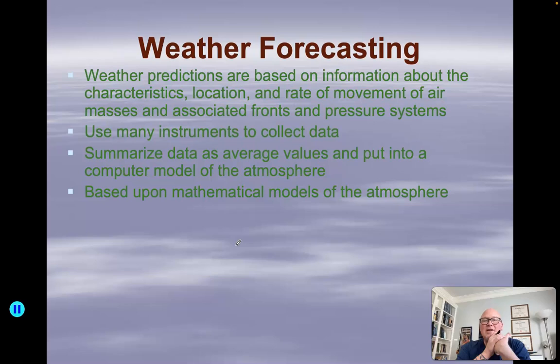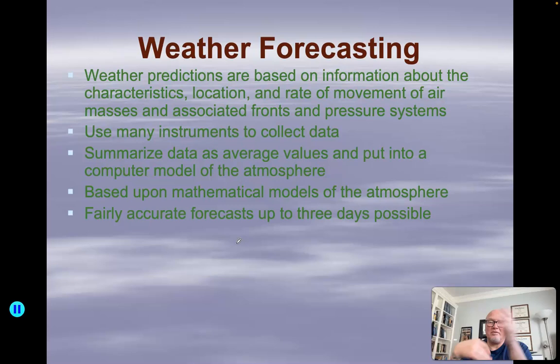So we use a lot of instruments to collect data. Wind speed measured by anemometers, temperature by thermometers, and precipitation, so how much wind we have blowing, the temperature of the air, the moisture of the air. These are all things that go into forecasting the weather. So when you summarize all of that data to get average values and put it into a computer model, you can actually make some predictions of what the weather should be, over the next few hours or tomorrow and that sort of thing. So we can get fairly accurate forecasts up to about 3 days. After 3 days, it gets a little iffy.